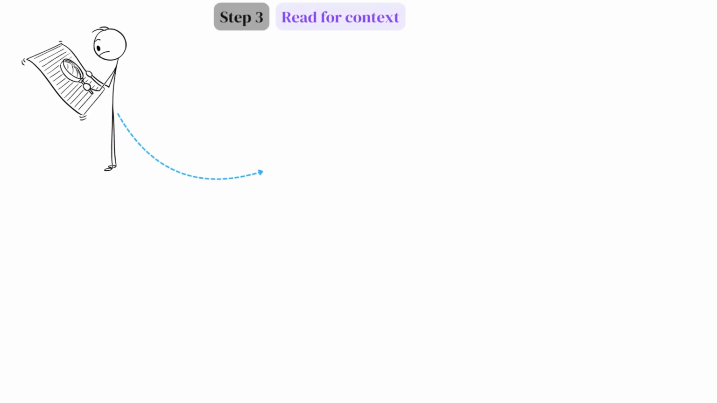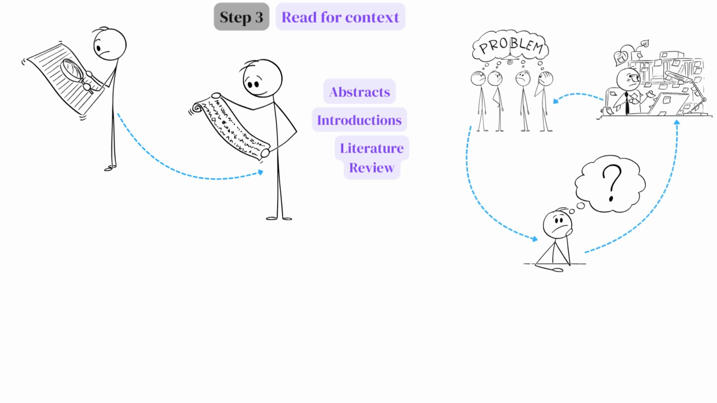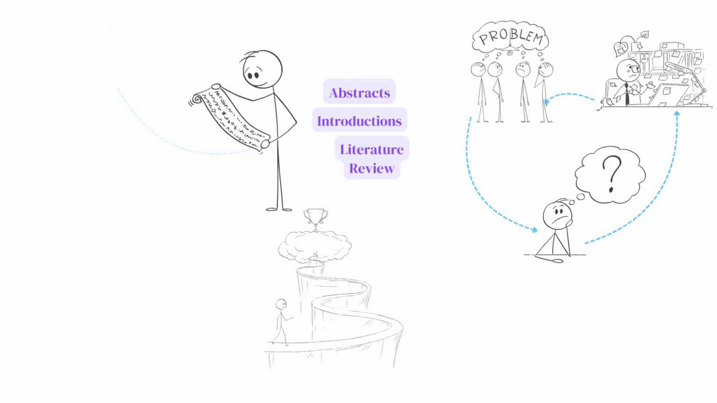Once you've picked a broad area, start reading for context. At this stage, you're not trying to master every detail. Just skim abstracts, introductions, and literature reviews. Look for recurring themes, patterns, and questions that researchers are asking. This will give you a sense of where the field is heading.